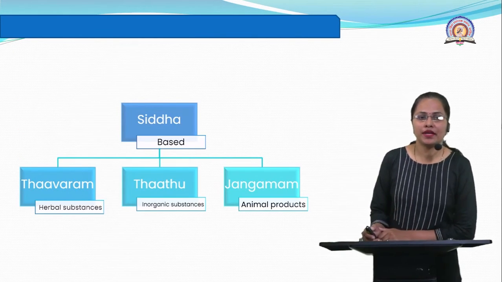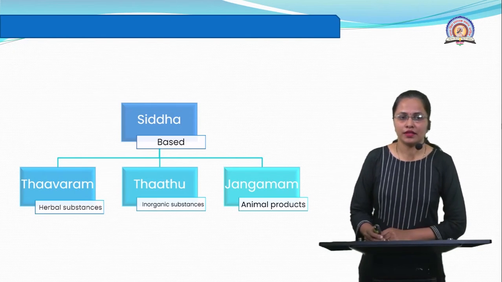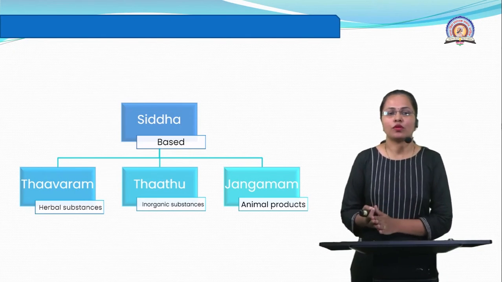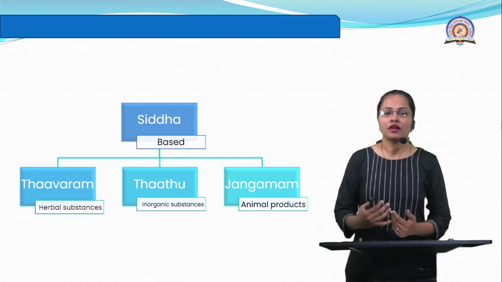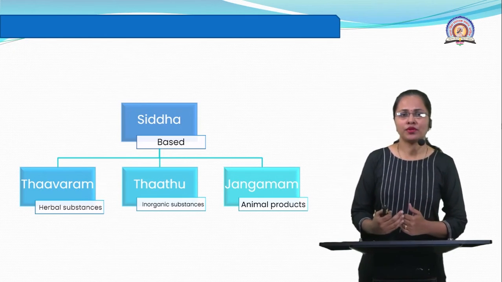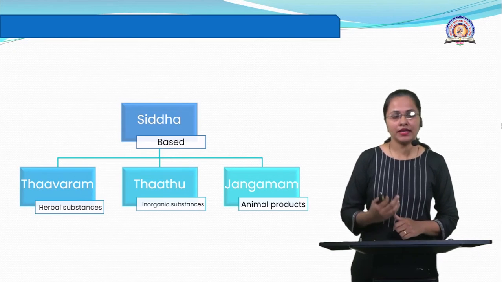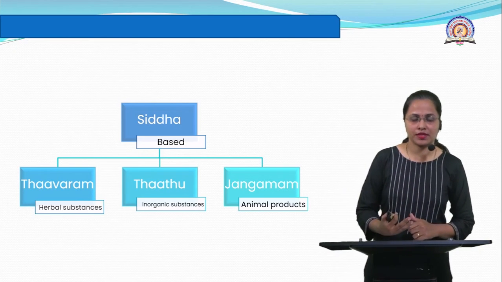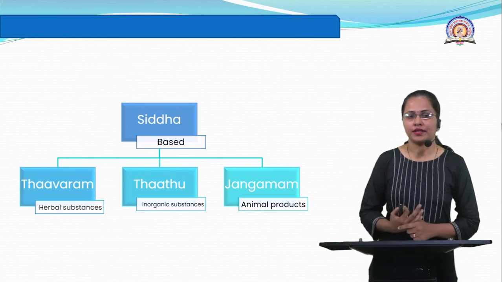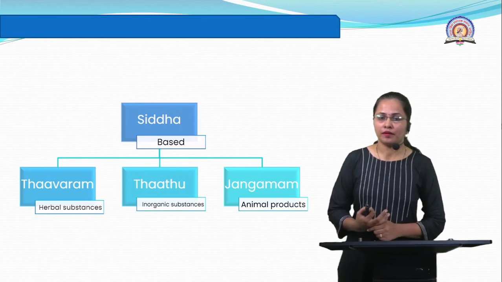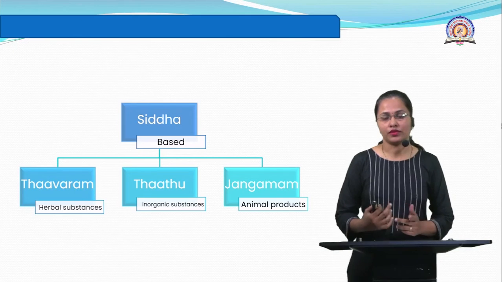This system is mainly based upon three main elements, that is the utilization of plants in the form of herbs, inorganic substances, and animal products for the treatment of the patient. Based upon that, there are three sections of Siddha. The first section is Thavaram, the utilization of herbal substances as medicine. Then Dhatu, the utilization of inorganic substances as a remedy, and Jangamam is the use of animal products to cure the various diseases of the human being.